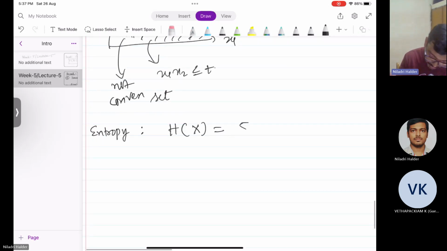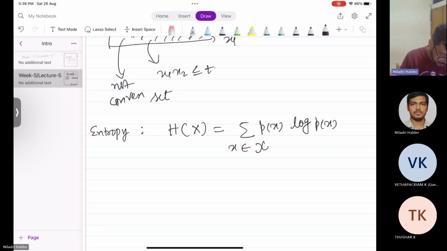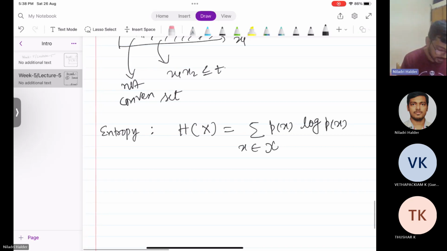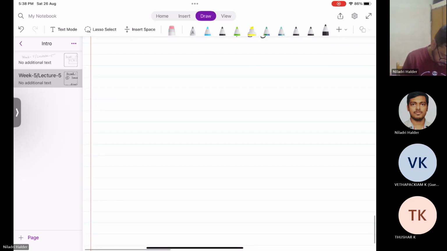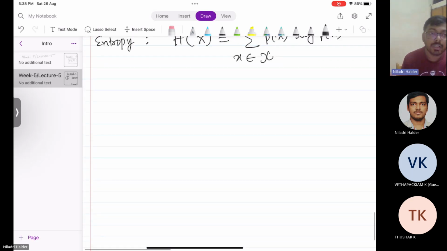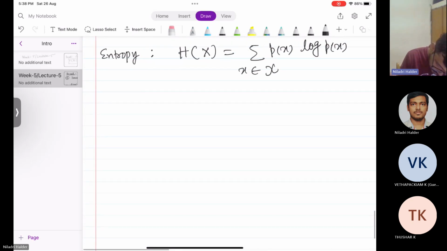Then H of x is equal to the sum over x belonging to the script X, which takes all those possible values of x. Okay, so this is the p of x. P of x is the PMF, probability mass function, and this log of p of x. Okay, this is the definition of entropy. Let's do some sample problems.